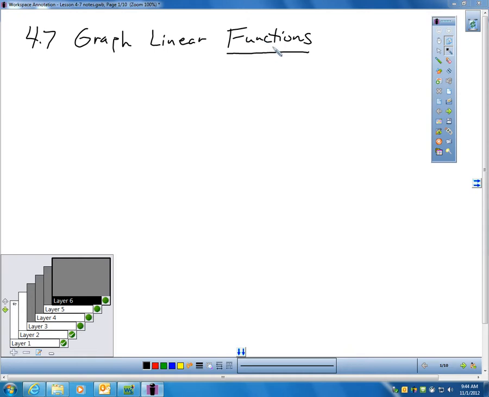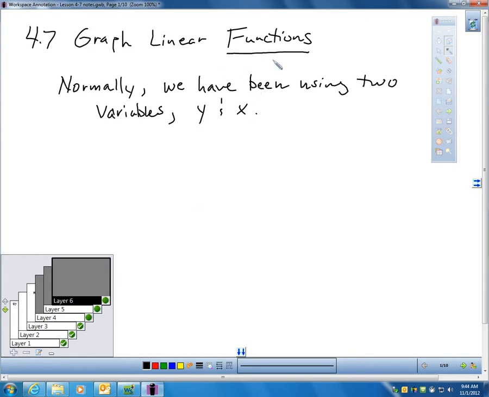Functions we've already learned about. Remember, the function is like a box. You can plug a number in the box, it will take that number, do something to it, and spit out a result, an input and an output. That's a function. We're going to talk about graphing linear functions today, and the first thing we have to realize when we graph linear functions is that there's going to be what's called function notation.